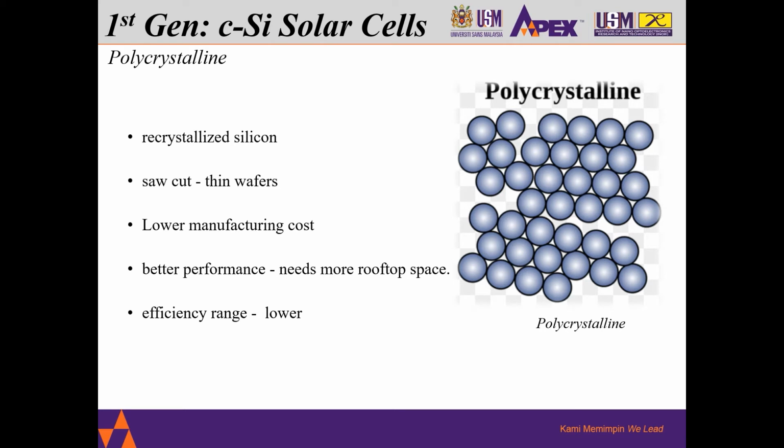For polycrystalline solar cells, it consists of recrystallized silicon. This can be cut into very thin wafers. This process requires a very low manufacturing cost. For better performance, these types of polycrystalline silicon need more rooftop space. The efficiency range is comparatively lower than the single crystalline silicon solar cell.